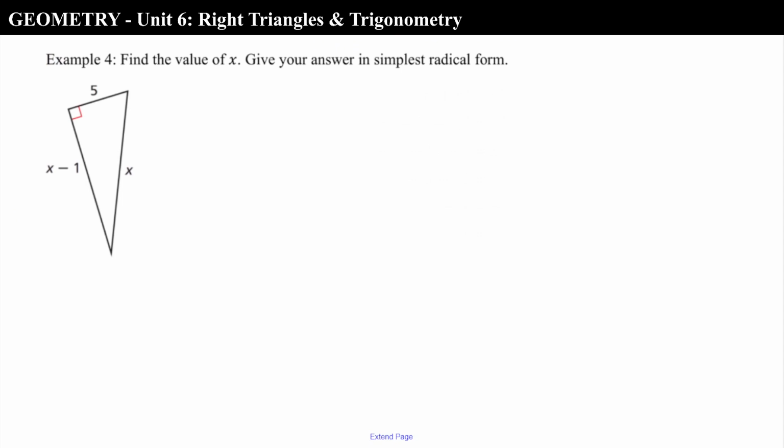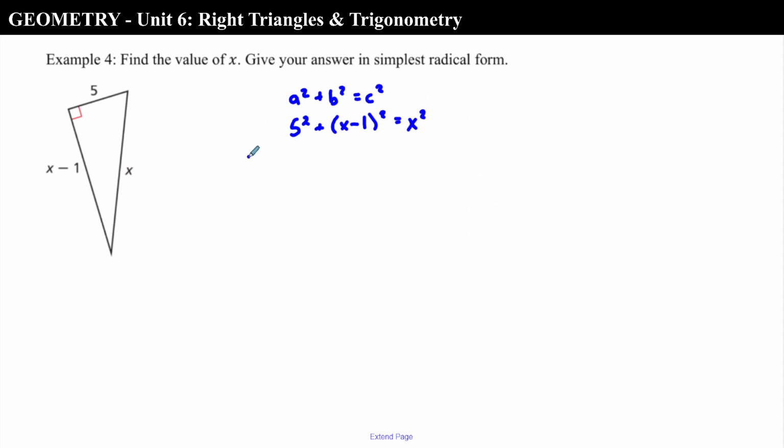All right, for example 4, we're going to find the value of x. And we're going to, again, give our answer in simplest radical form. So we start with a squared plus b squared equals c squared. Our a is going to be 5. We can start with that, 5 squared. Our b, let's use our other leg, x minus 1 squared. And our c is x, so x squared there.